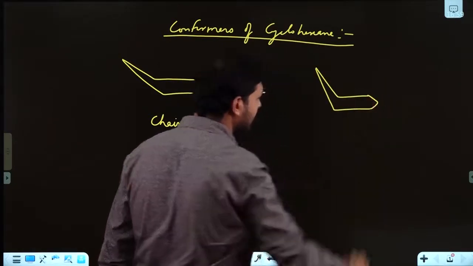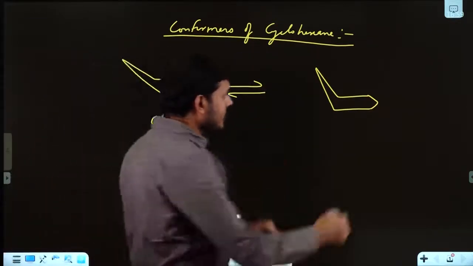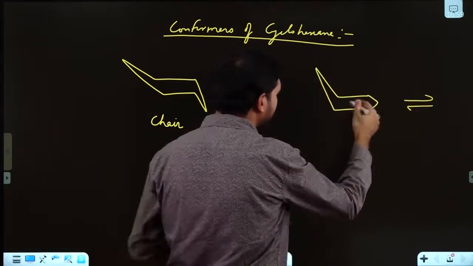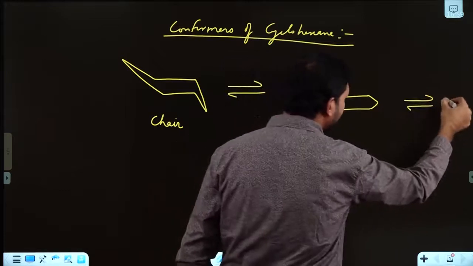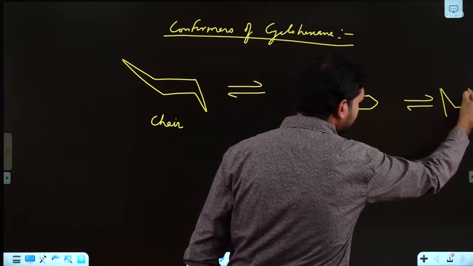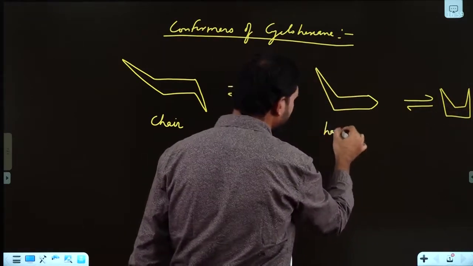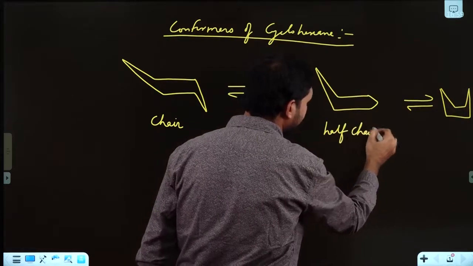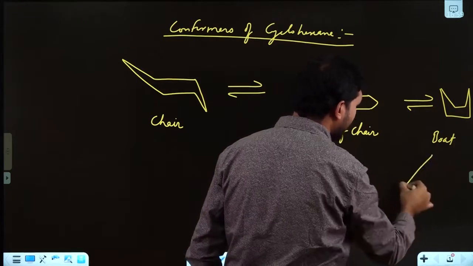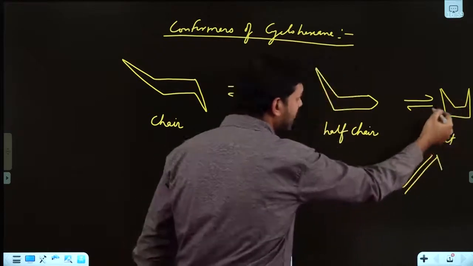It will look like this. Okay, clear? Now when this part again flips upside, then you can make it this is your boat form, this is your half chair, this is your boat, you can see here boat shaped. Now again when it flips from this side, then what will happen?